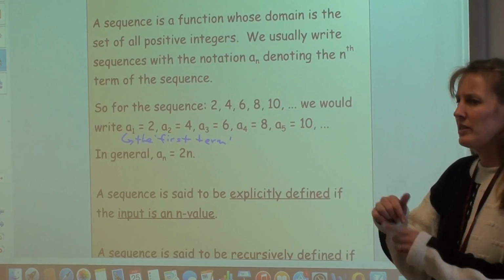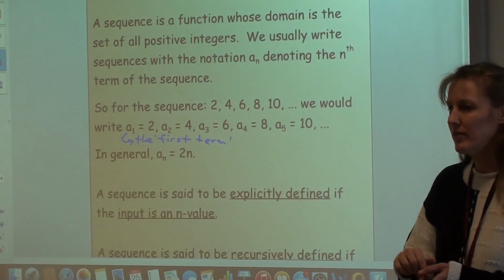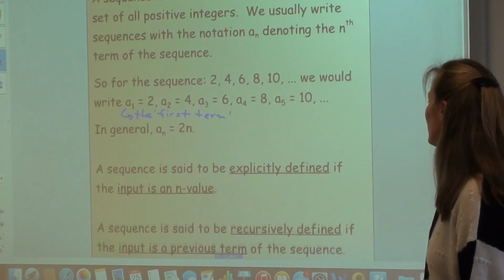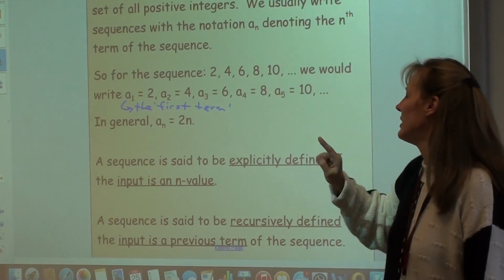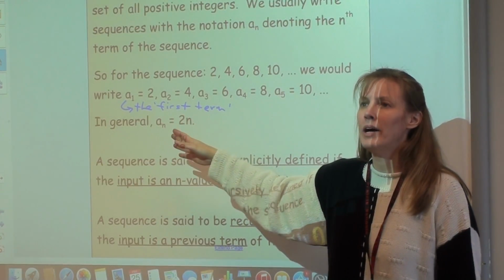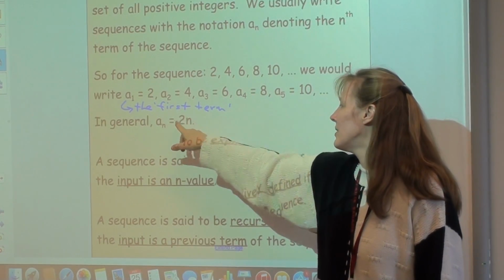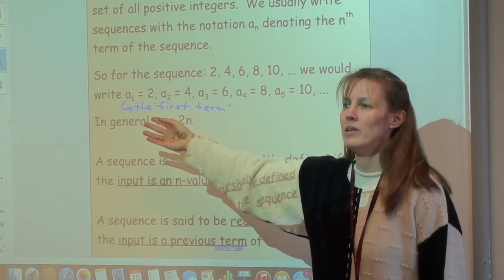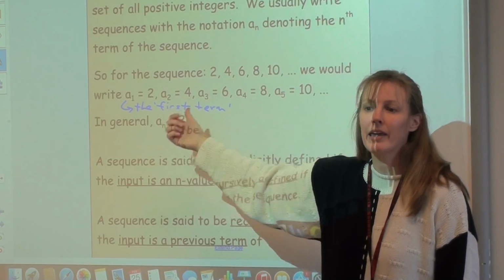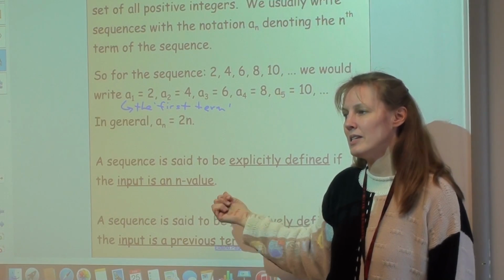All right, so do you all understand subscript notation, how that works? A sequence is said to be explicitly defined if the input is an n value. What that means is, say I want the 30th term, I plug a 30 in, the answer is 60. I know that the 30th term is 60. I can plug in the term number and get out what it would be. That's called an explicitly defined sequence.